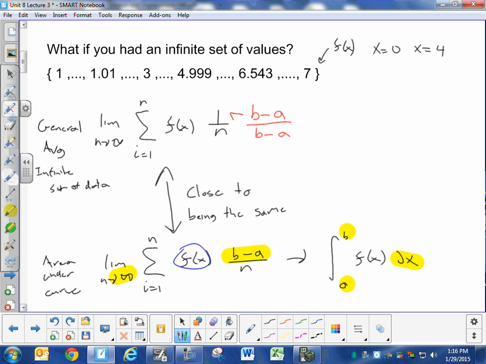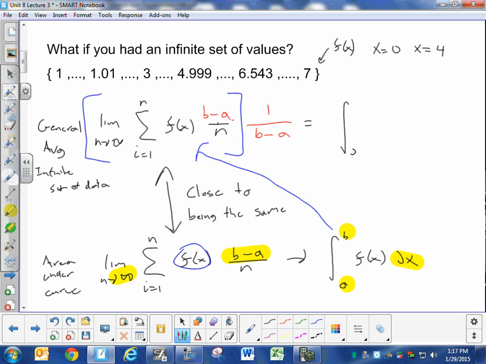Well, now I can move this b minus a up above the n, and all of a sudden, this turns into that. Well, now that this is the same as this, I can go ahead and take this and replace it for this guy. And now I have a formula that might make sense to me for the average of an infinite set of data.